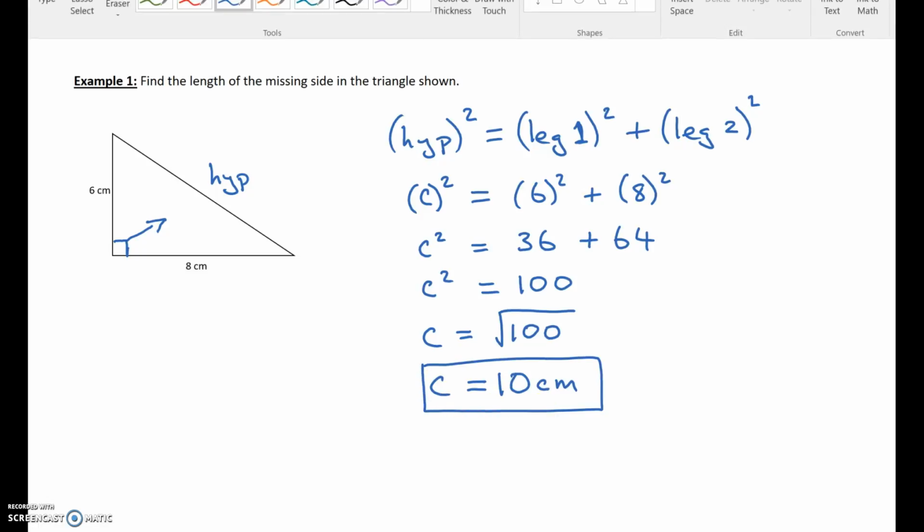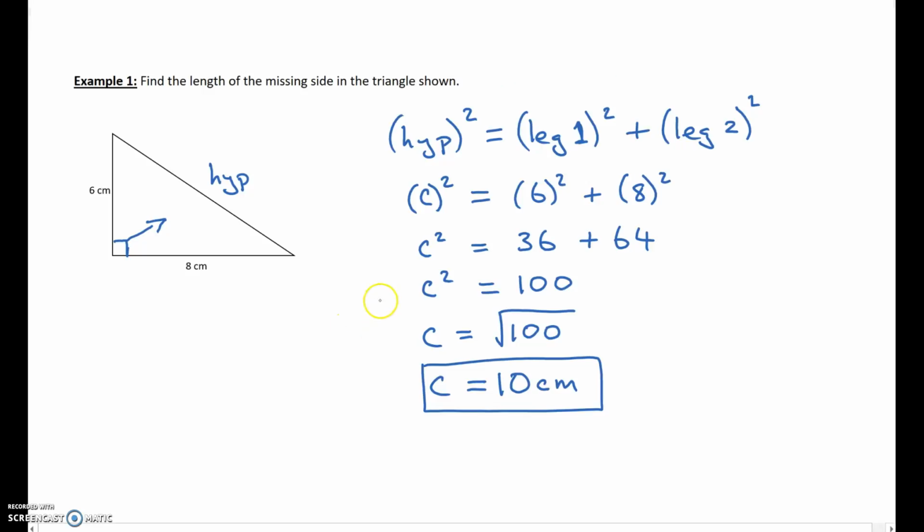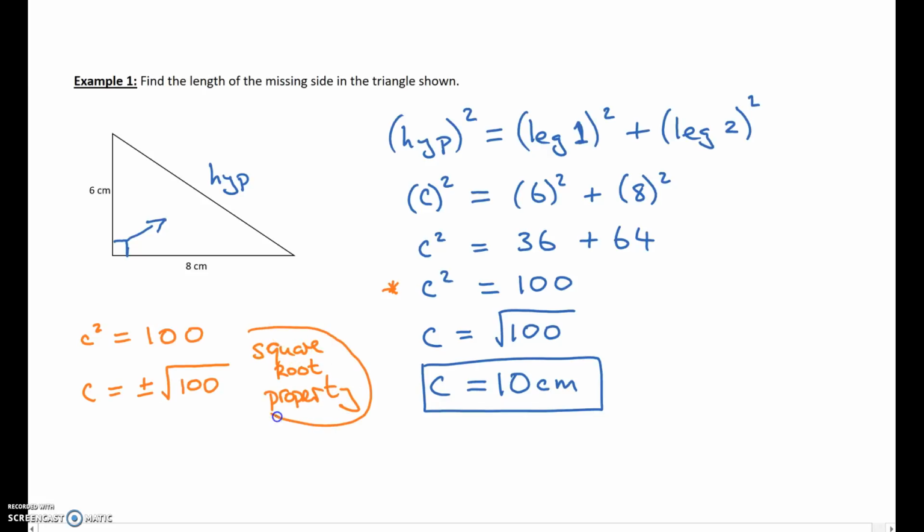A little quick aside for anyone who's interested. We had this line C squared equals 100. Now to solve that algebraically, what we should have written down is C is equal to plus or minus the square root of 100. Remember, we call that the square root property. If you look that up in your notes, a couple of sections back, when we were doing quadratic equations, we called that the square root property. So that would give you C is equal to plus or minus 10.